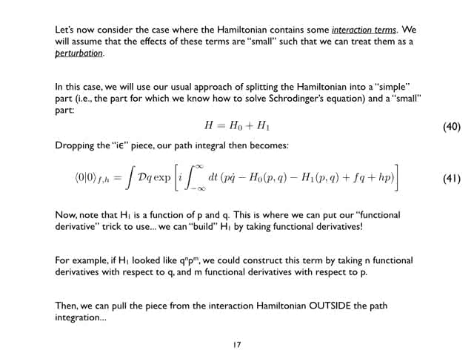So in other words, if H1 looks something like this, so H1 has some n number of Q terms multiplied by m P terms, terms of momenta, you can actually build that term by taking functional derivatives of the path integral with H1 gone. Okay, I'll show you how this works. The nice thing about doing that, though, is that if that's the case, then you can actually pull this guy outside of this stuff.